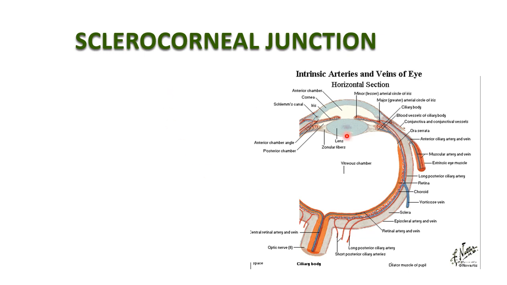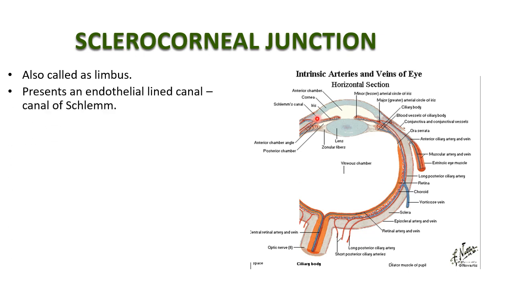So I will come back again to the sclerocorneal junction. It is also called the limbus. Okay, the sclerocorneal junction is also called the limbus, which is present within the substance of the sclera, close to the periphery of the anterior chamber. You see a small canal which is called the canal of Schlemm or sinus venosus sclerae. Okay, so an endothelial lined canal is called the canal of Schlemm, or the sinus venosus sclerae.